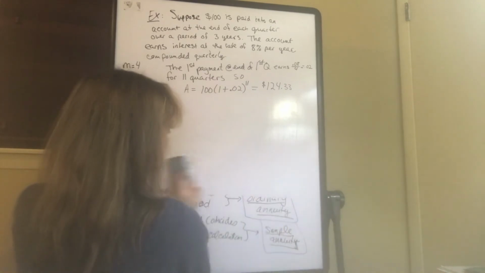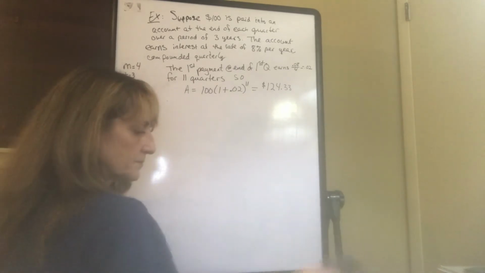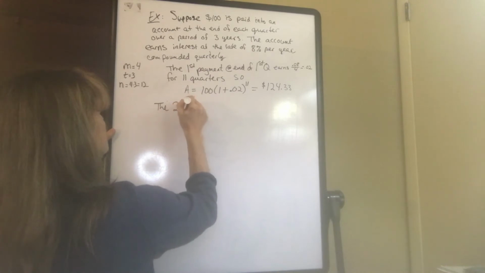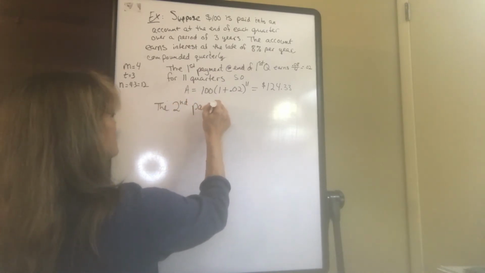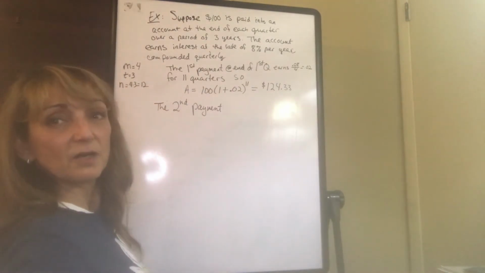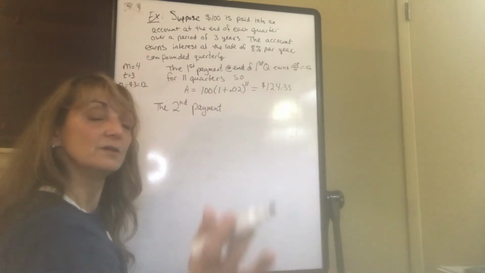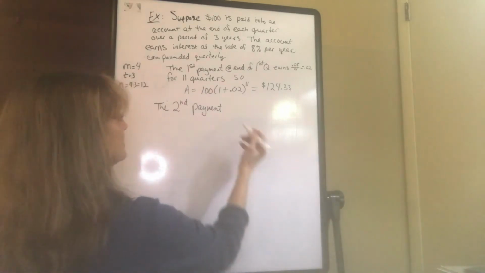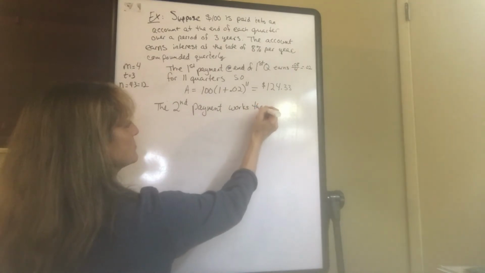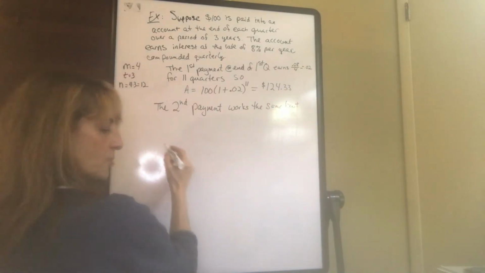Now let's talk about the second payment that's made. The second payment works the same, but it's only going to be accumulating interest over 10 quarters, because it's going in after the end of the second quarter. So 2 quarters are gone, 10 are left.